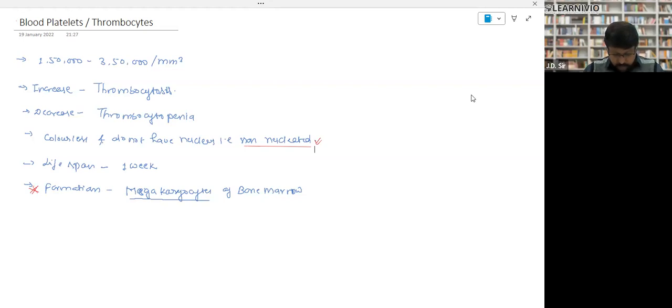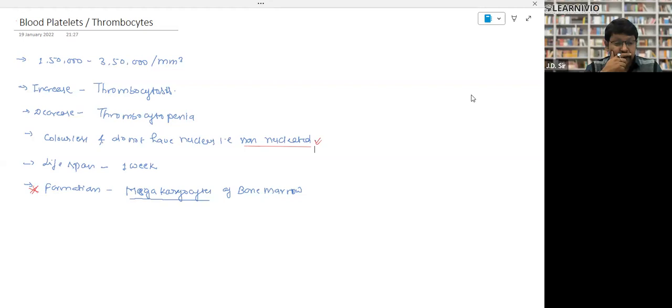Next one. The blood normally contains 1,50,000 to 3,50,000 platelets per mm cubic.